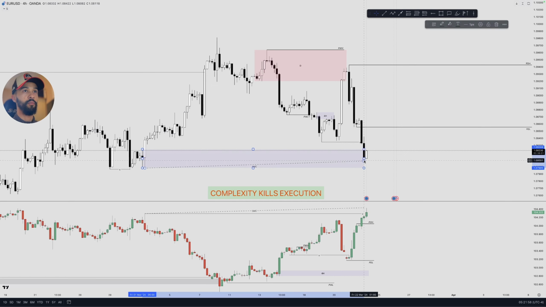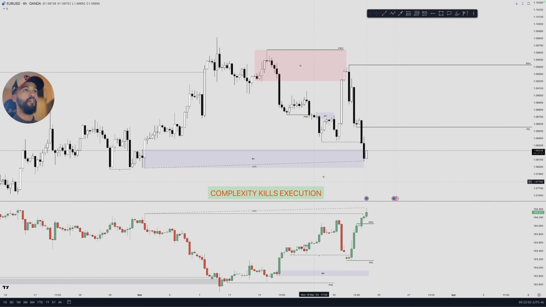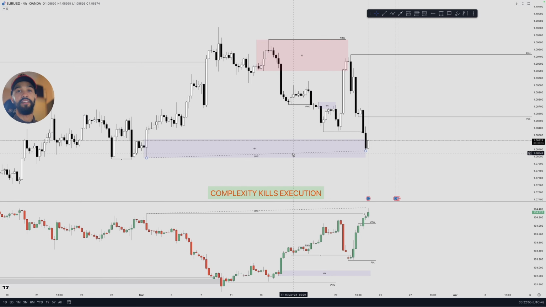So we have our 4 hour POI here down in this area. We have our 4 hour POI, so we'll see if this area holds or not to see if we're going to continue this possible new bearish trend.